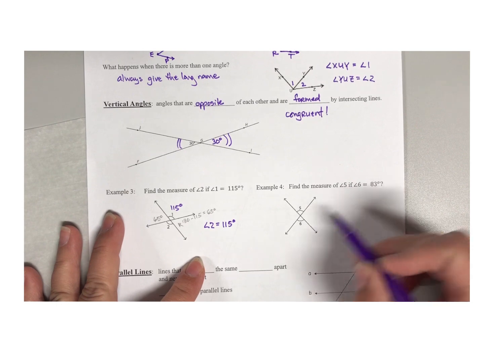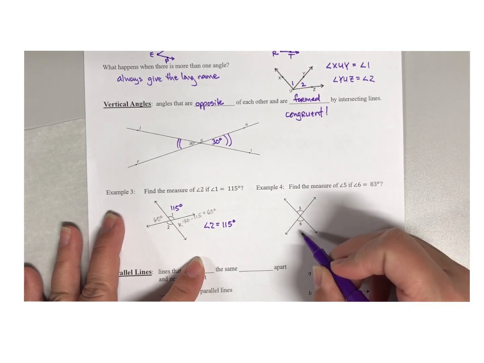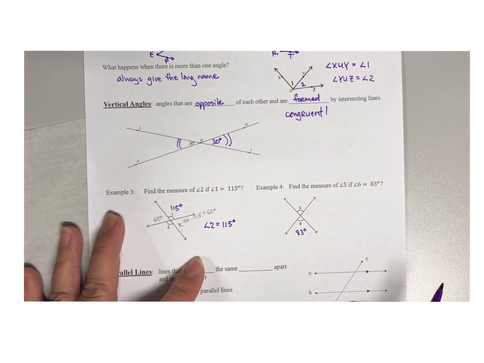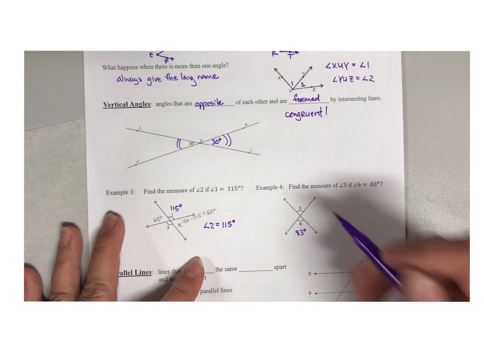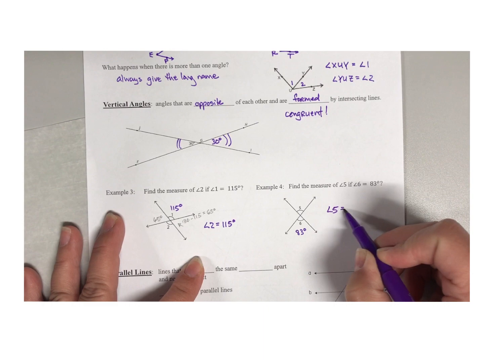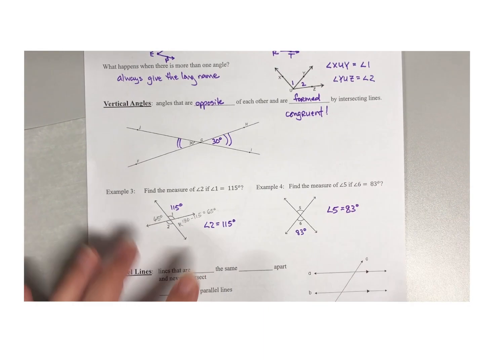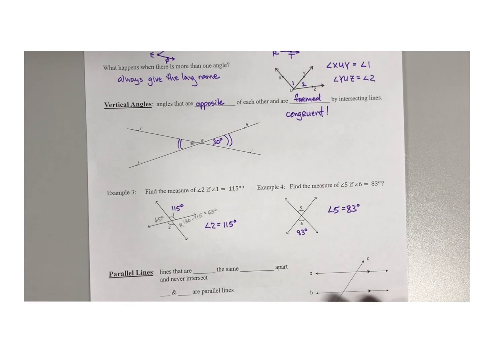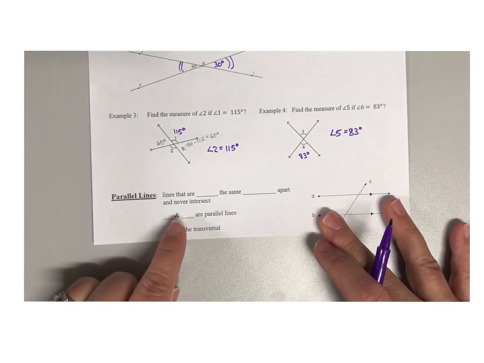So if angle 6 is 83 degrees, what would be angle 5? Well, that's vertical, it's across from it. So angle 5 is also going to equal 83 degrees. Okay? All right, let's go ahead and move on to parallel lines.